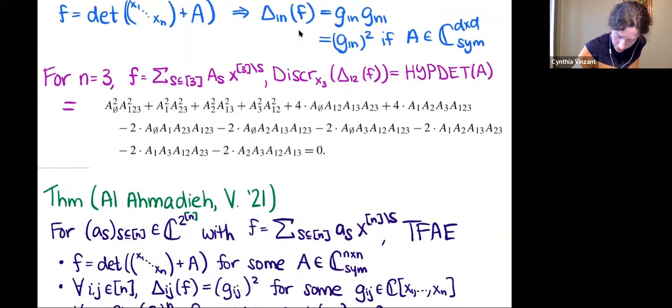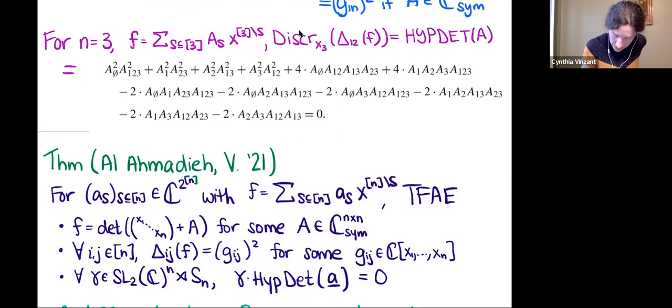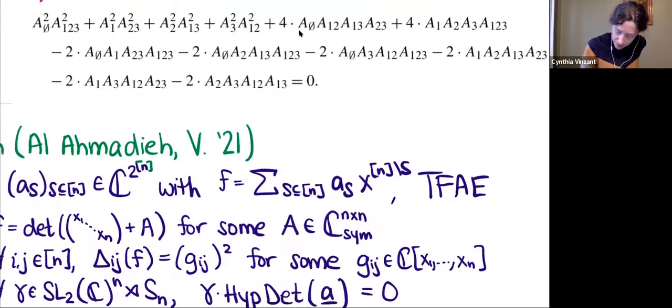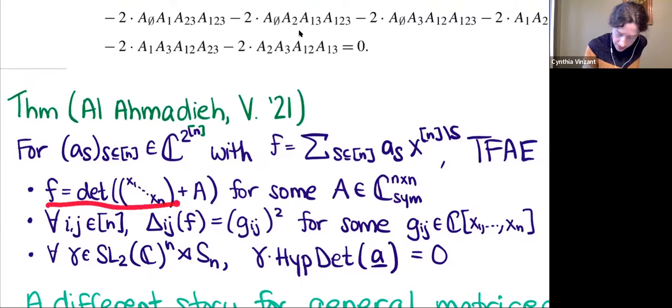And so with Abeer, I was able to show the following, that one can use this to test for being in the image of the principal minor map. Namely, if I have some vector whose entries are indexed by subsets of n, and I write down the corresponding polynomial of degree at most 1 in each variable, then the following are equivalent. One is that this polynomial has the type of determinantal representation we want, meaning that the vector is in the image of the principal minor map of some symmetric matrix. The other is that all of these Rayleigh differences, delta ij of f, are squares in the polynomial ring. You can write them all as squares.